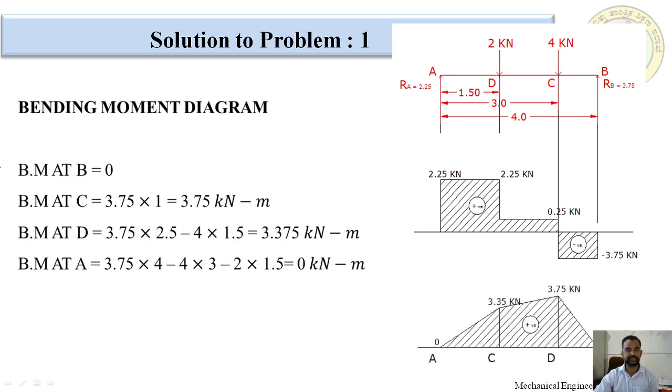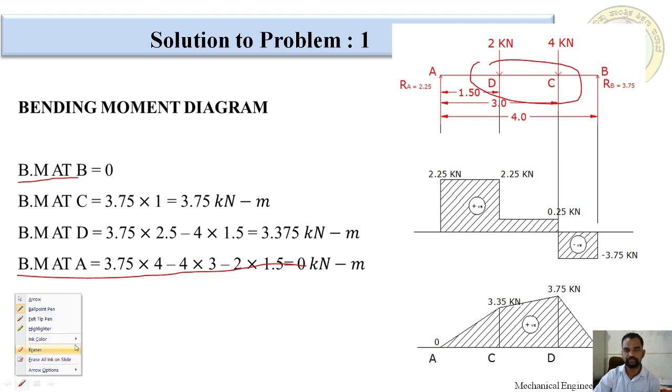Next, the bending moment diagram. I already told you that wherever there is a support, the bending moment is always 0. For that reason, bending moment at B is equal to 0 and bending moment at A is equal to 0. It is always 0, and by calculation also it is 0. You have to satisfy the conditions. We only need to calculate between the two supports.